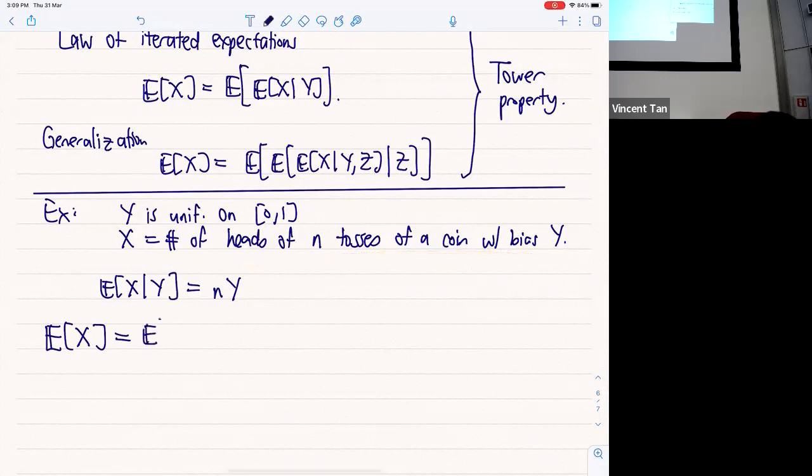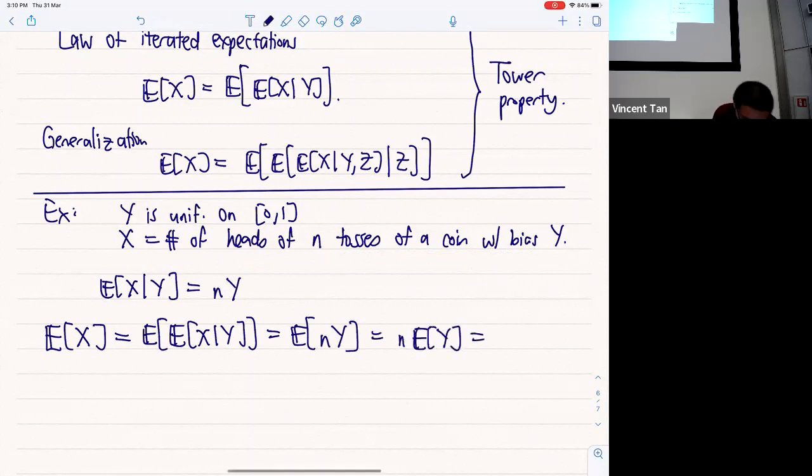So we are taking the expectation value of X given Y. The inner random variable is n times Y. Okay, n can be brought outside. What is the expectation value of Y? Y is a uniform random variable on 0, 1. Elvinci, what is the expectation of Y? Half. Perfect. n over 2.